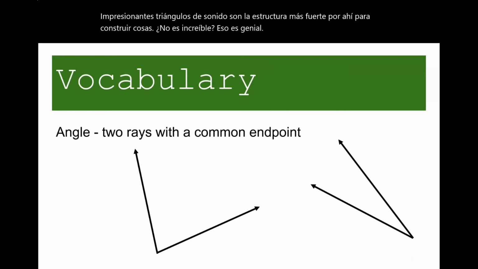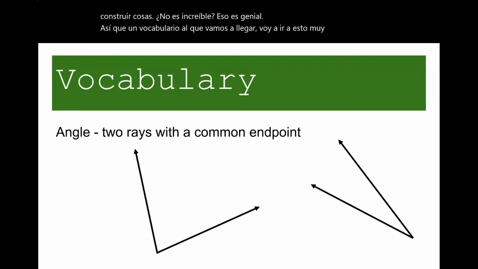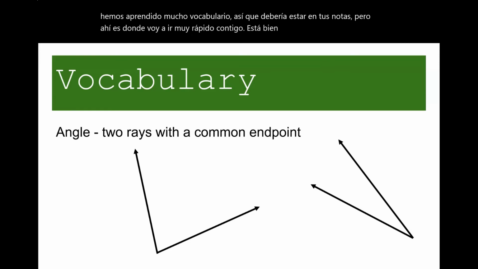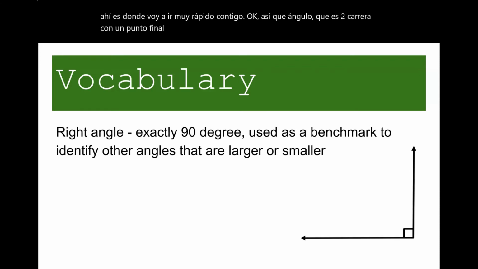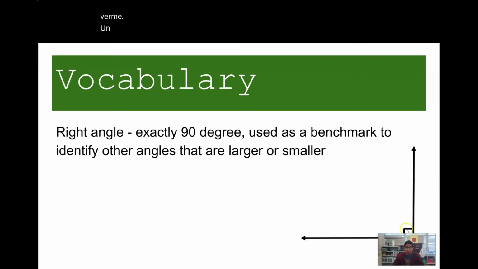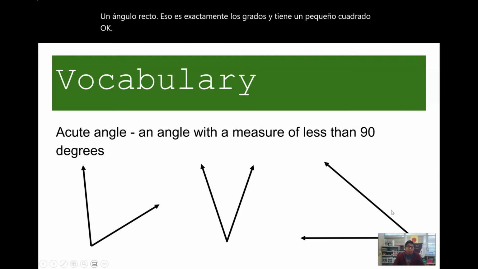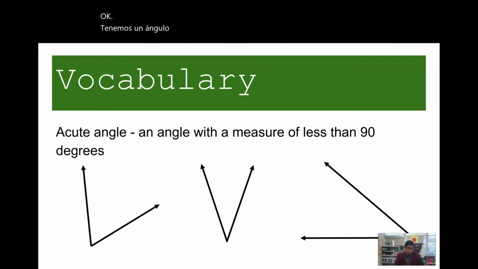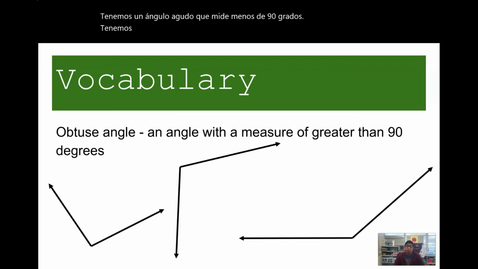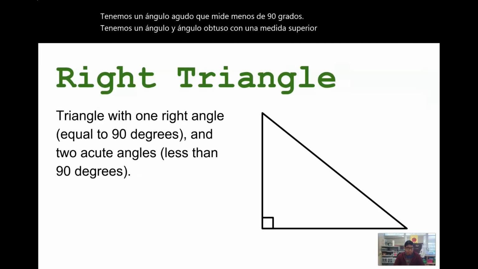So some vocabulary that we're gonna get to, and I'm just gonna go through this really fast because we've learned a lot of the vocabulary, so it should be in your notes. Okay, so angle, which is two rays with a common endpoint, which is called the vertex. We have a right angle that's exactly 90 degrees and it has a little square. Okay, we have an acute angle that measures less than 90 degrees. We have an obtuse angle, an angle with a measure of greater than 90 degrees because it's big.